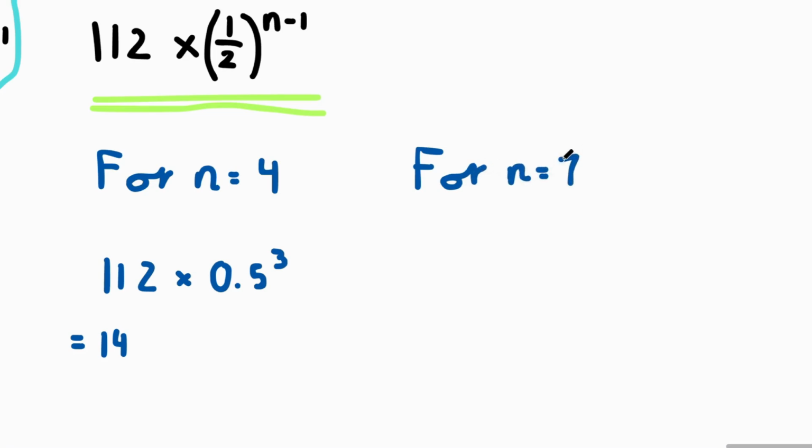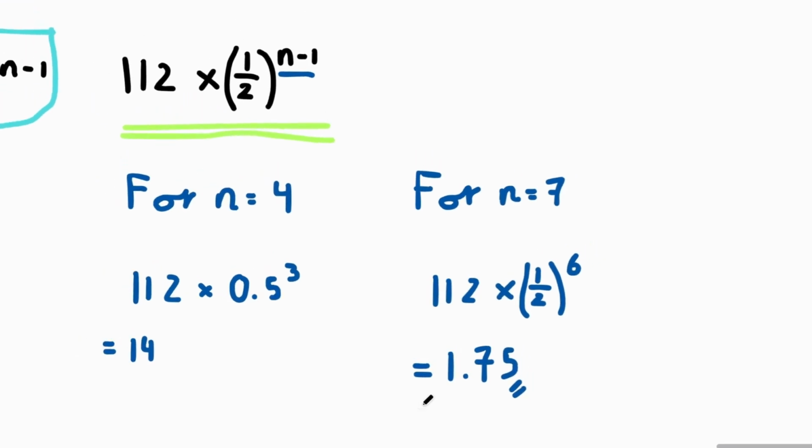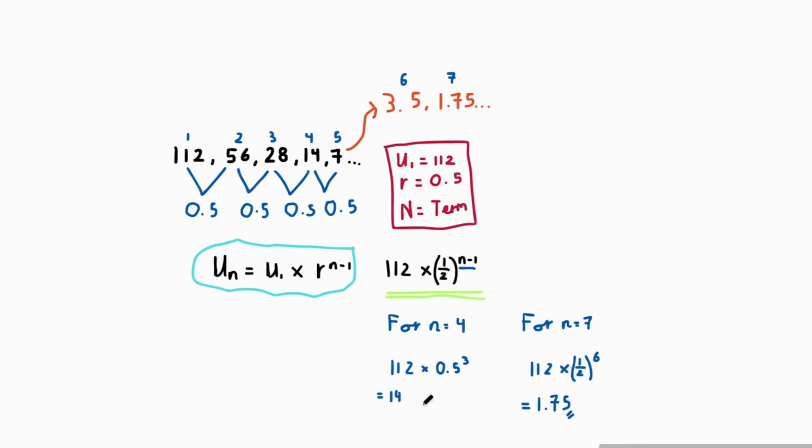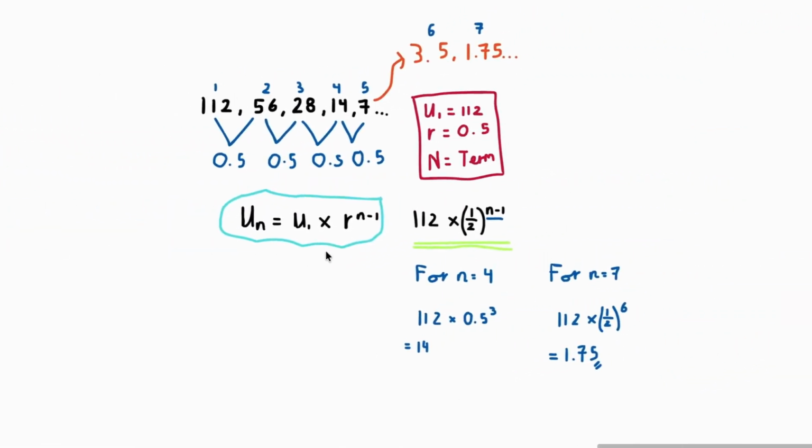You don't always need to know this, like what you're extrapolating for, because the nth term should work for everything. But here it's just to know that it's right. So 112 times 1 over 2, all to the power of 6, which is 7 minus 1, equals 1.75. You can check it if you want, but yeah, trust me on that. So yeah, that's pretty much it. With this, we've covered all we have to cover on geometric sequences.